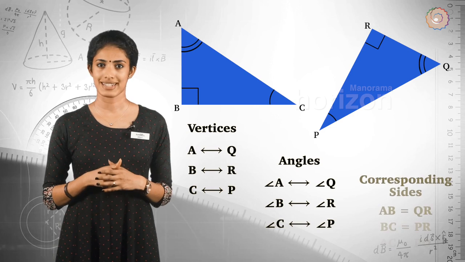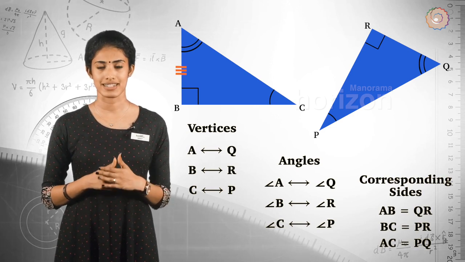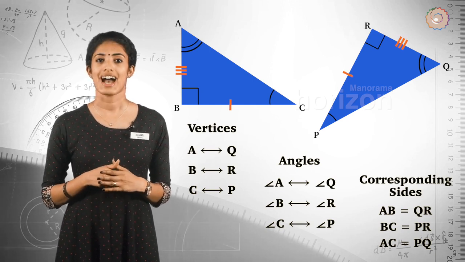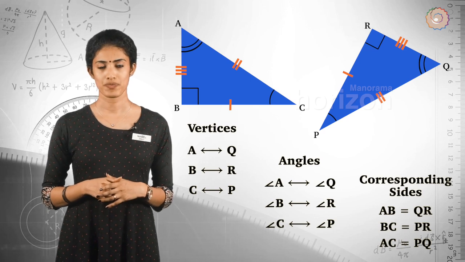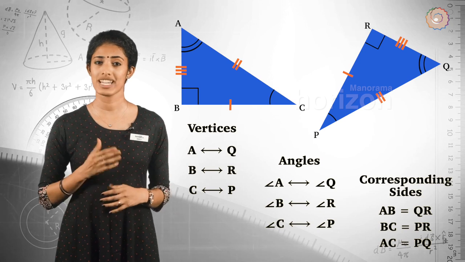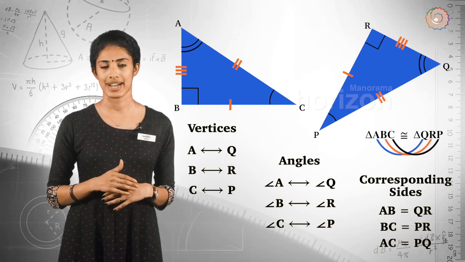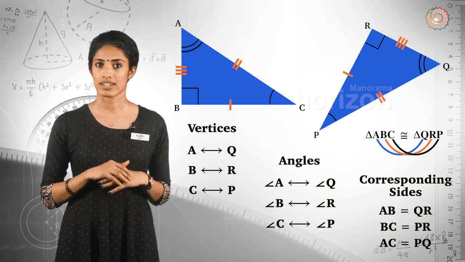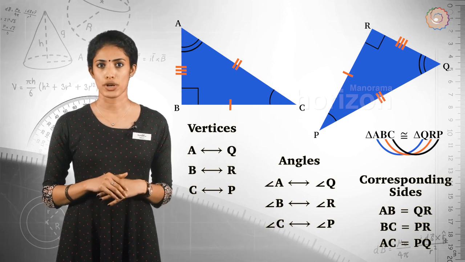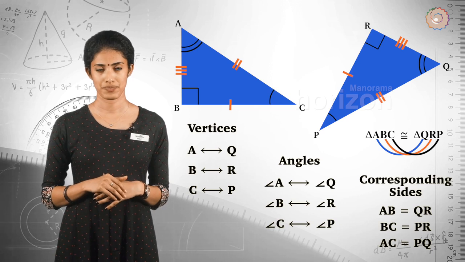Now, let us look at the corresponding sides. Here in the triangles, side AB corresponds to side QR, BC corresponds to PR, and AC corresponds to PQ. Therefore, these sides overlap the corresponding sides. Even while writing, you have to write triangle ABC is congruent to triangle QRP. One cannot write triangle ABC is equal to triangle PQR. So make sure you always write them in order in accordance with the corresponding parameters.